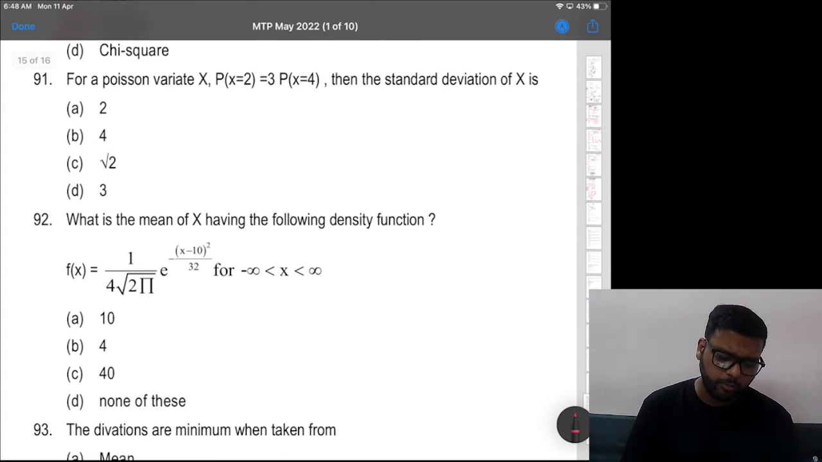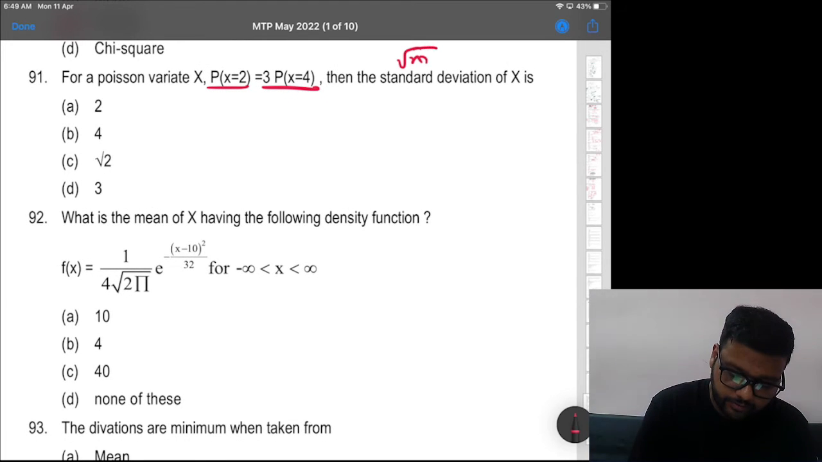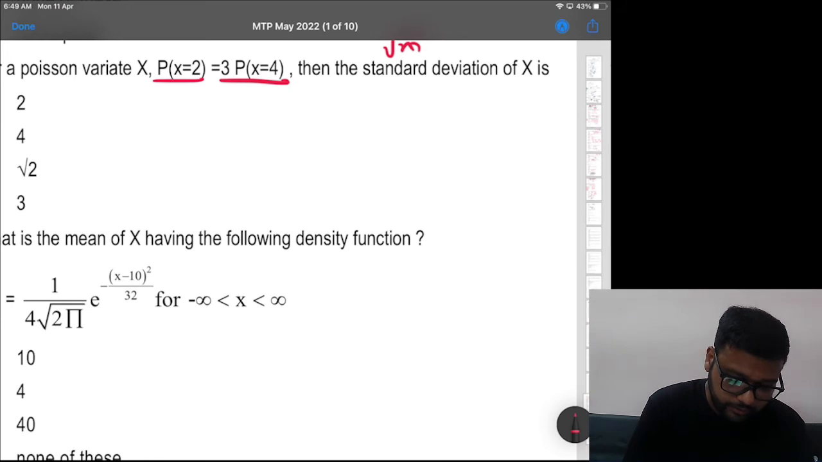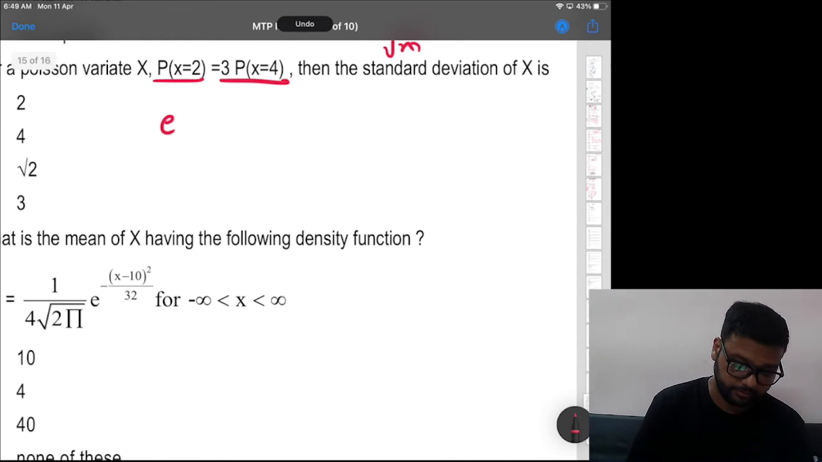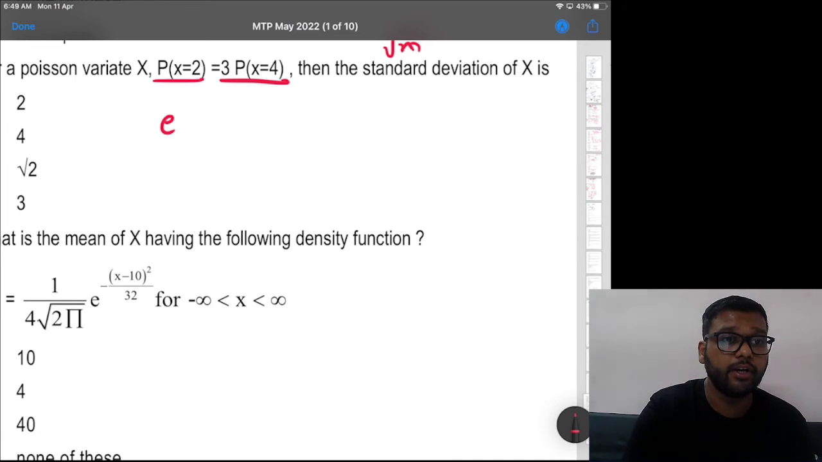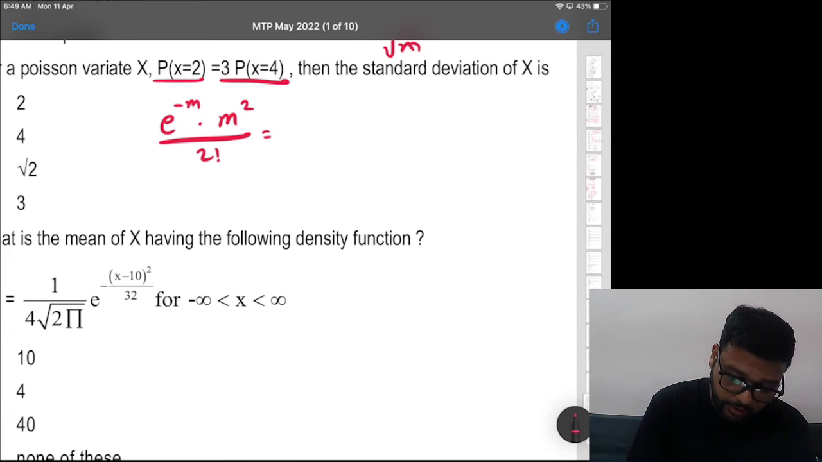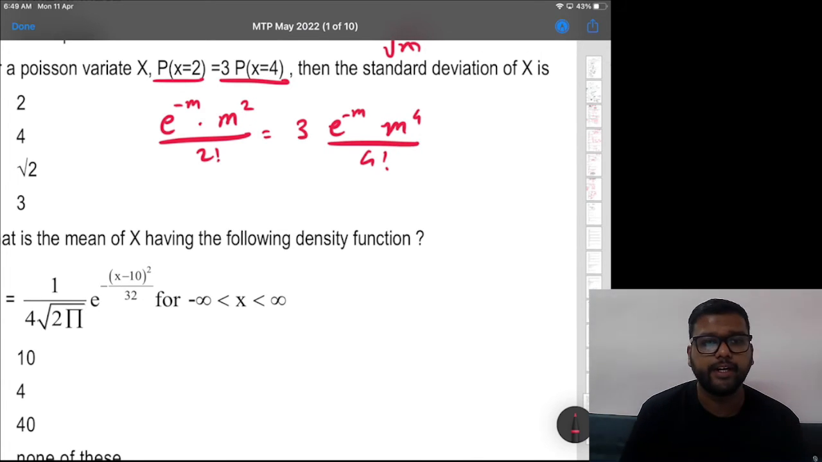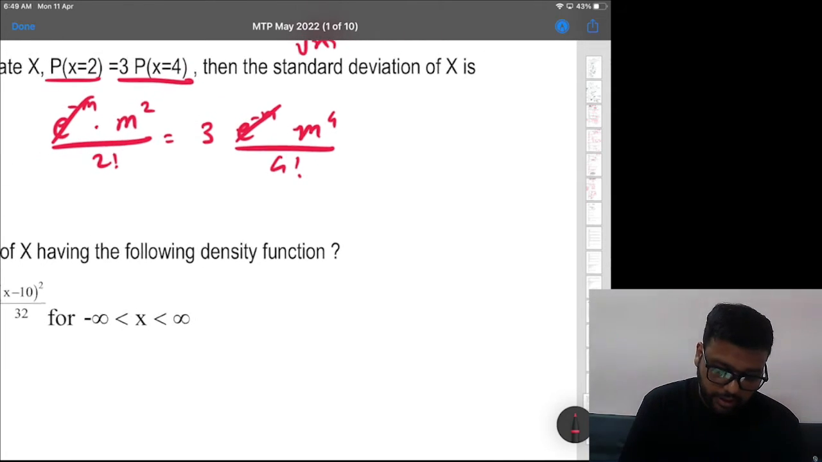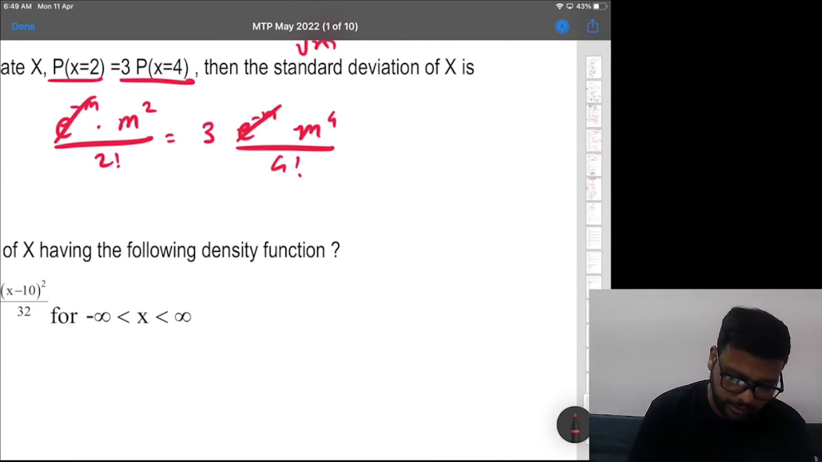Next, 91. For a Poisson variate, probability of x equal to 2 is 3 times probability that x is equal to 4. Then what is standard deviation of x? Standard deviation is root m. Let's find it. Probability of x equal to 2 is e raised to minus m into m raised to 2 upon 2 factorial, equal to 3 times e raised to minus m into m raised to 4 upon 4 factorial. We can directly cancel e raised to minus m. If we take m raised to 2 in the denominator to the right hand side, it will be cancelled and there will be only m square here.